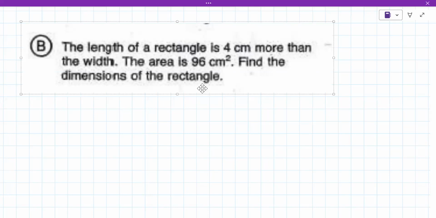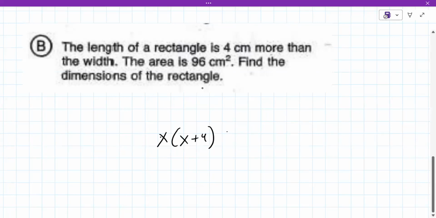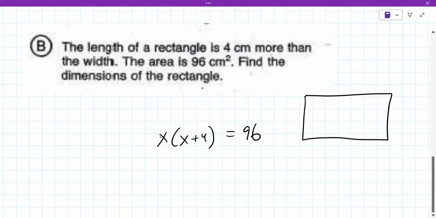Wait, so I have x parentheses x plus 4 equals 96. Good start. Now what should I do? I distributed the x as well. Yeah, tell me what you have next then. X squared plus 4x equals 96.